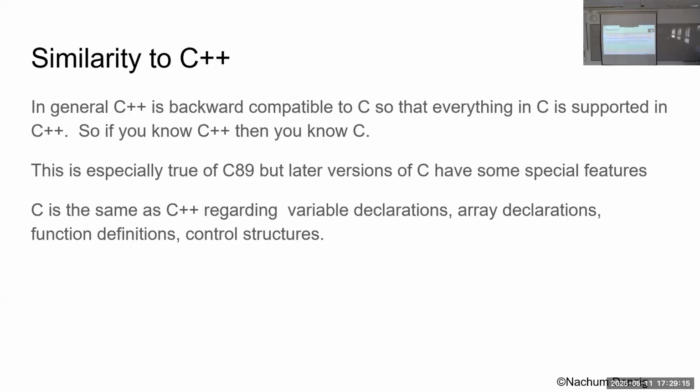So, because C++ is supposed to be a superset of C. So if you know C++, then technically you know C. If you know everything that there is in C++, then you know all of its backward capabilities. This is especially true of C89, but later versions of C have some special features which I'm not sure C++ will support. C is the same as C++ regarding variable declarations, array declarations, function definitions, and control structures.